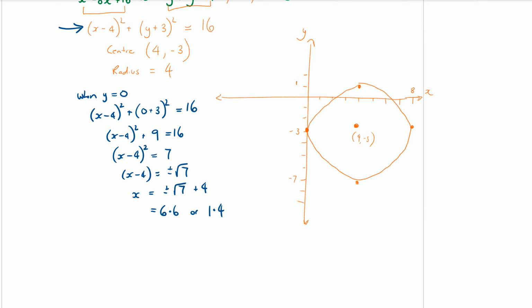Now my graph isn't very well to scale here because if I redraw that now, that should be going through 1.4, which should be about here, and 6.6, so 1, 2, 3, 4, 5, 6.6 would be about there. So that means I can show my intercepts more accurately. And there it is.